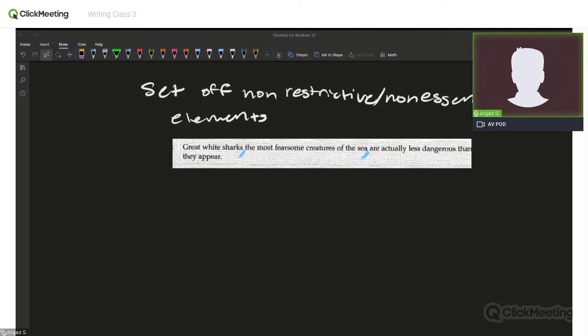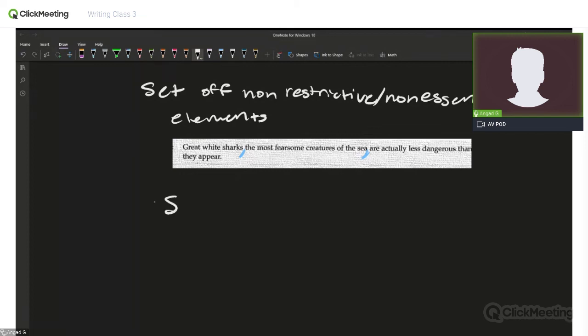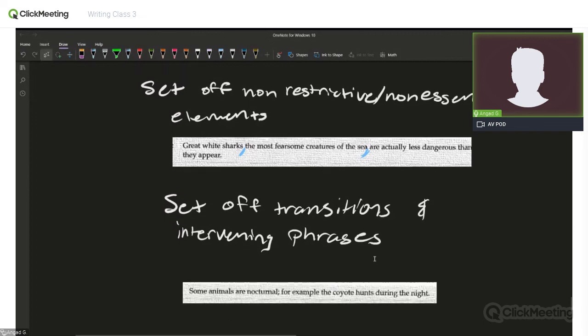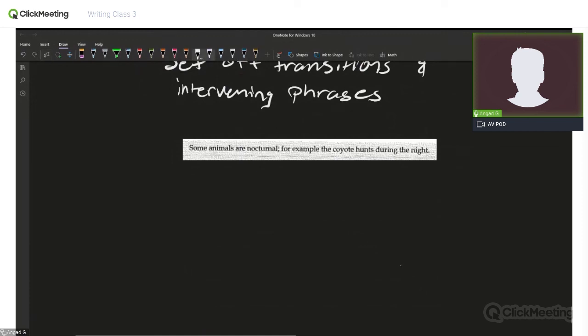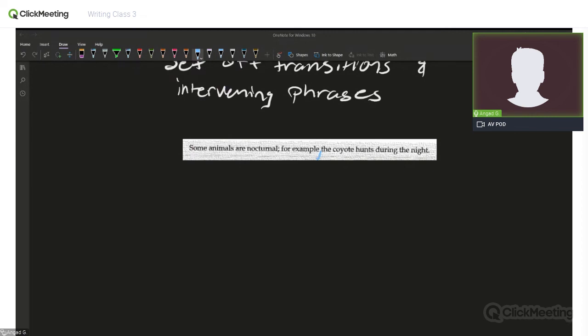All right, and the last use of commas is to set off transitions and intervening phrases. So let's say we have this sentence. Some animals are nocturnal. For example, the coyotes hunt during the night. This is a transition, for example, so we have to put a comma after, for example. Do you guys get that so far? This is just one example.